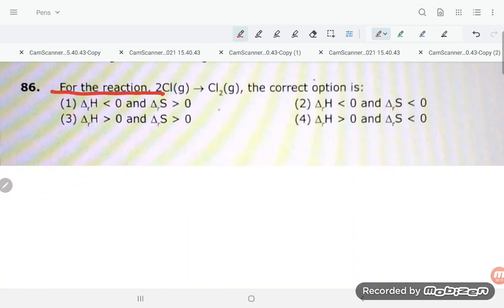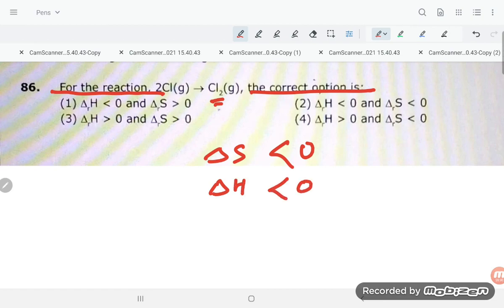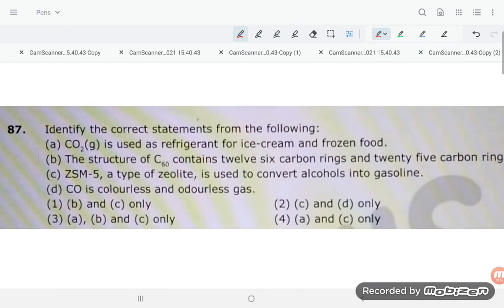For the reaction 2Cl to Cl2, the correct option is: entropy will be reduced, so delta S is less than 0. And if you talk about the enthalpy, bond formation, so delta H will come negative, means it will also reduce. So both will be negative. So the correct option is option number 2, both will be negative. Let us move on to 87.